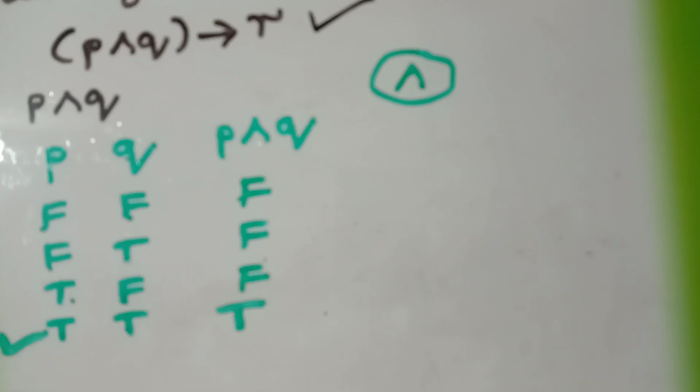Now we are going to see the truth table for P implies Q. So this is our statement, P implies Q. Now we will write down once again the truth values for P, Q. So F, false, false, true, true, false, false, true, false, true. Now this implies operator is a very interesting one. Okay, let's see why so.